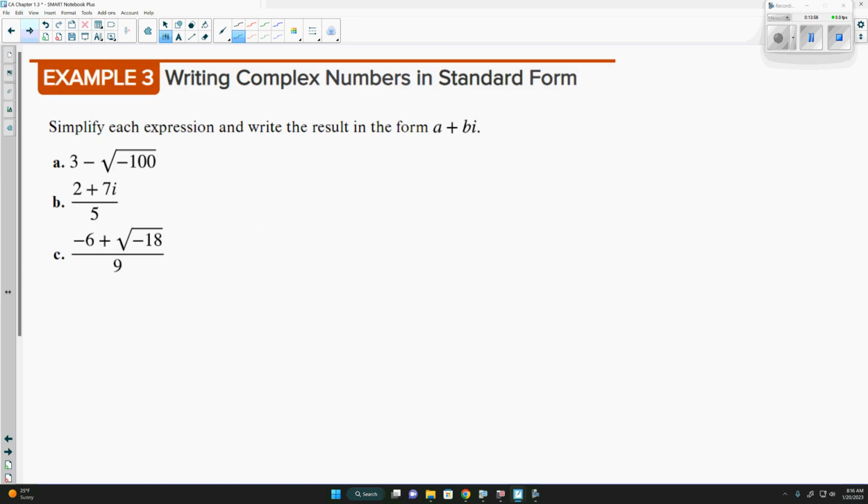Simplify each expression and write the result in the form of a plus bi. So really, for the most part, it's just simplifying these radicals and seeing what we get. So for the first one, 3 is fine as it is, minus the square root of negative 100. Well, the negative is going to come out as i, leaving us with the square root of 100, and the square root of 100 is 10.